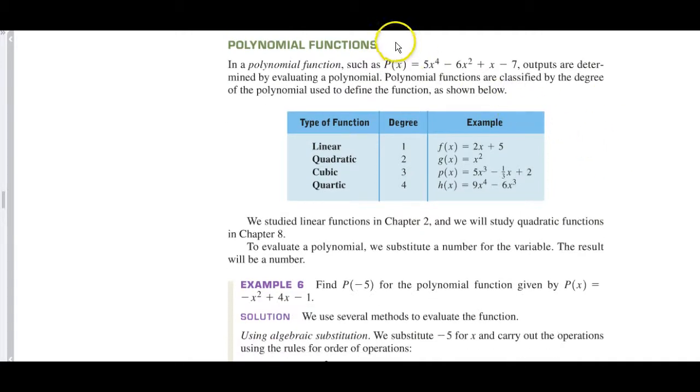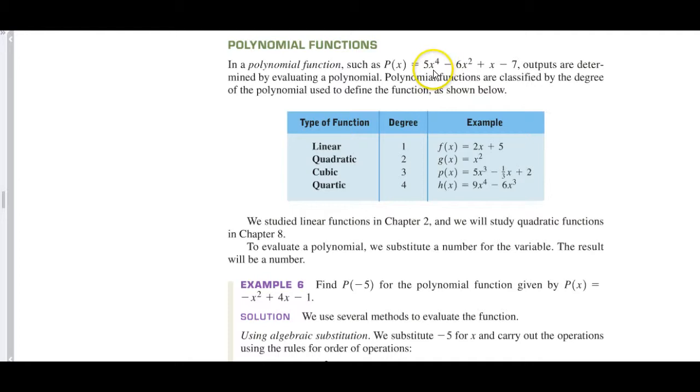Now we're going to take a quick look at polynomial functions. Here this is in function notation. What is the degree of this? Well, there's a 4, a 2, a 1, and a 0. So the degree is 4. The coefficients are 5, -6, 1, -7. This is the leading term.